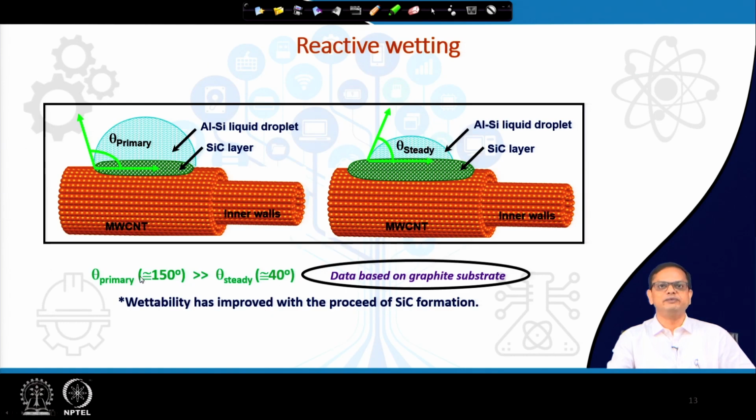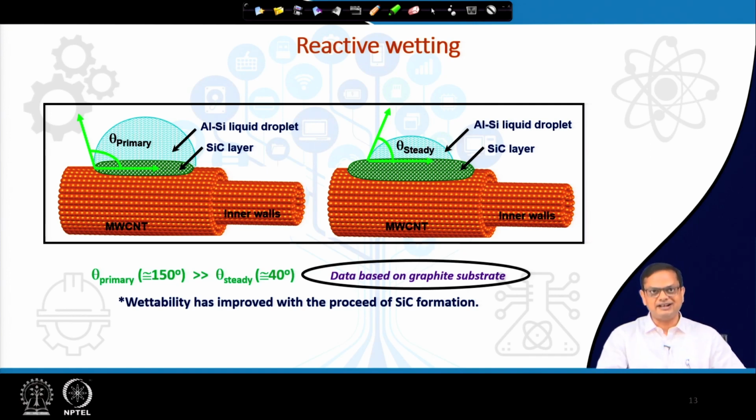Okay. So, here is a schematic which shows how it is happening. So, there is MWCNT, on top of that you have this aluminum silicon liquid droplet. Now, initially as it sees this aluminum silicon layer or alloy, it sees the CNT surface or graphene surface. So, initially the theta primary value or theta initial value is quite high. Now, the moment the SiC layer starts forming, and I am talking about only SiC here, I am not talking about aluminum carbide, because we discussed that thermodynamically silicon carbide formation is more favorable.